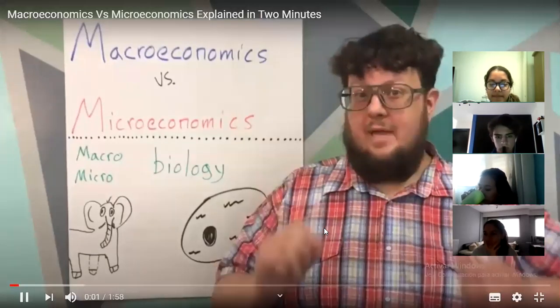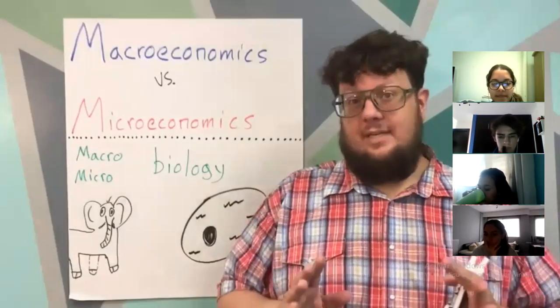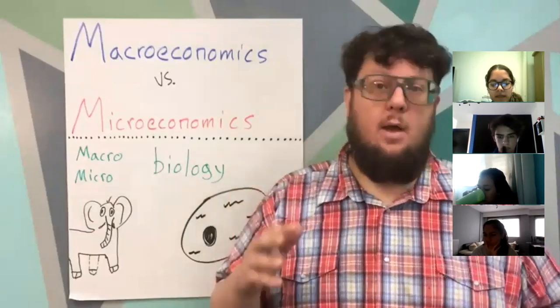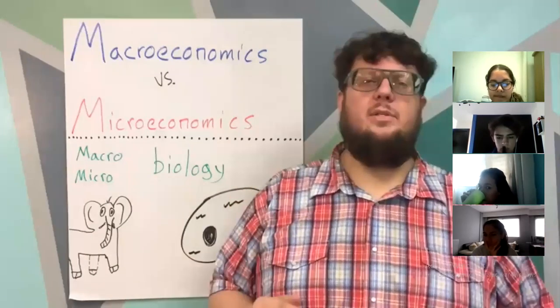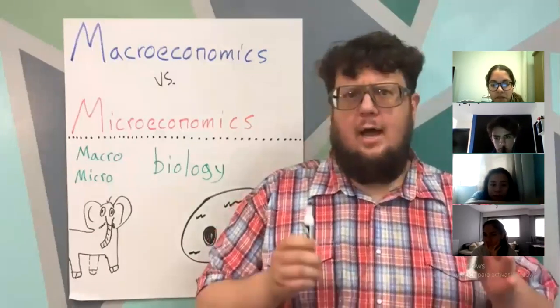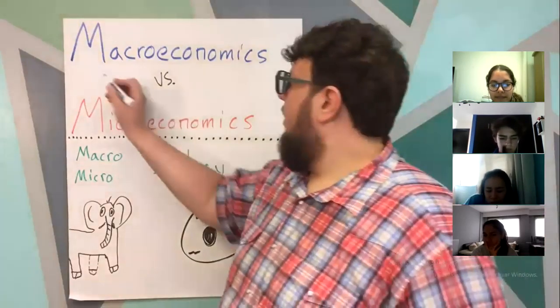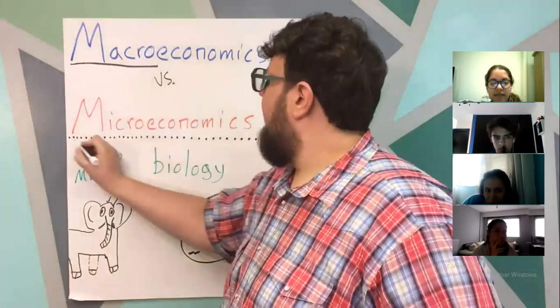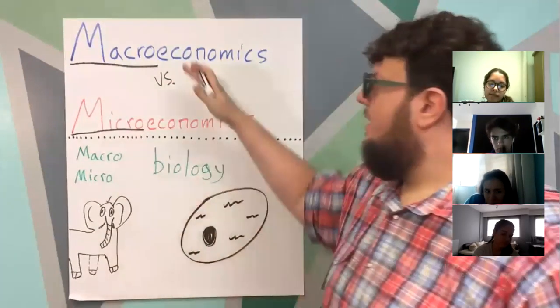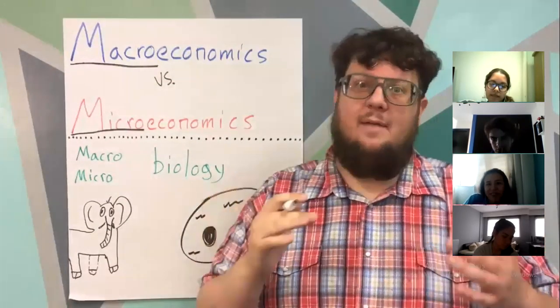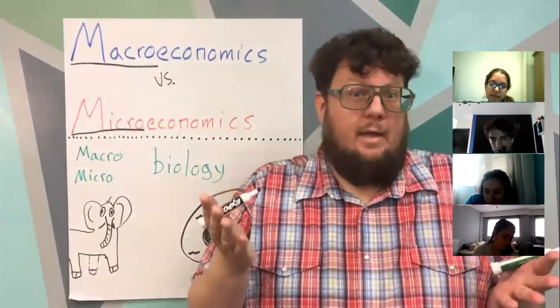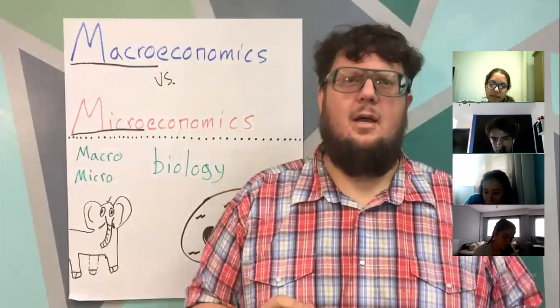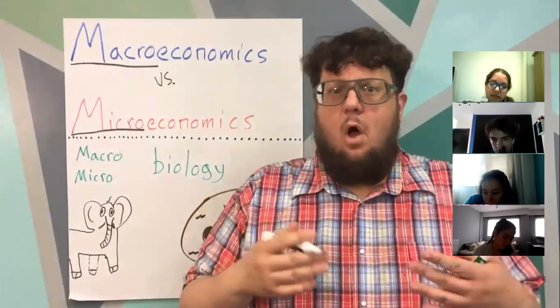My name is Benjamin Faust, and I'm here to tell you the difference between macroeconomics and microeconomics. Let's pull apart the word. We have macroeconomics and we have microeconomics. Macro and micro have different meanings. Macro means what? Big or small? Big, very good. Micro means small, very good.